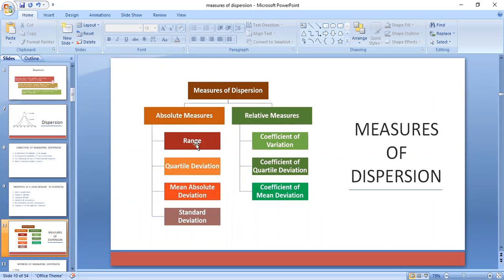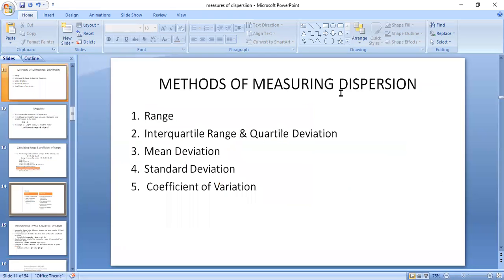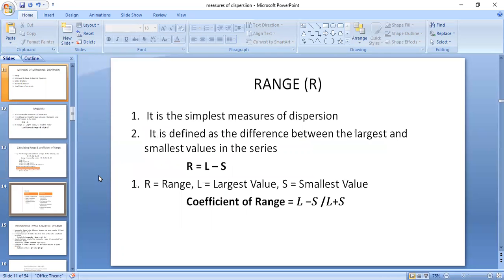So there are two ways of measures of dispersion: absolute measures and relative measures. Absolute measures include range, quartile deviation, mean absolute deviation, and standard deviation, while the relative measures include coefficient of variation, coefficient of quartile deviation, and coefficient of mean deviation. The methods of measuring dispersion are range, interquartile range, mean deviation, standard deviation, and coefficient of variation.